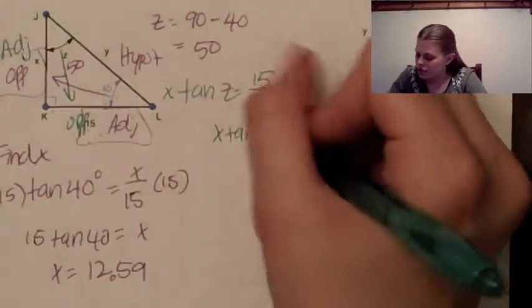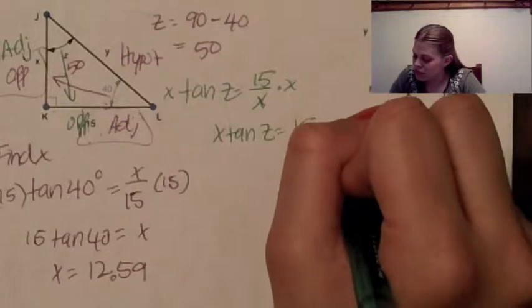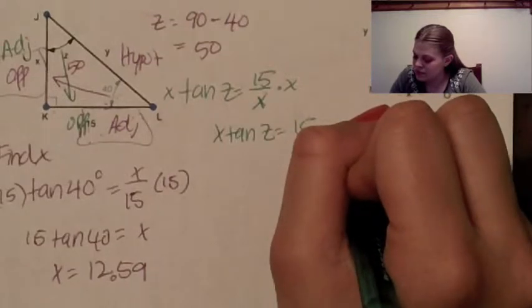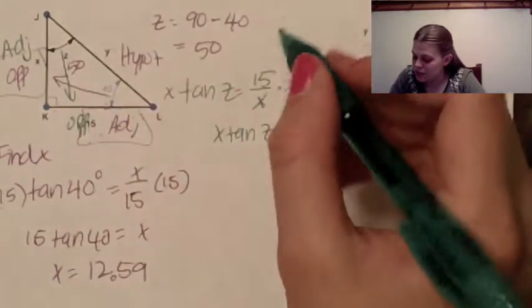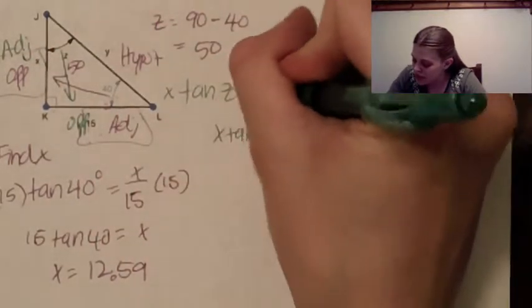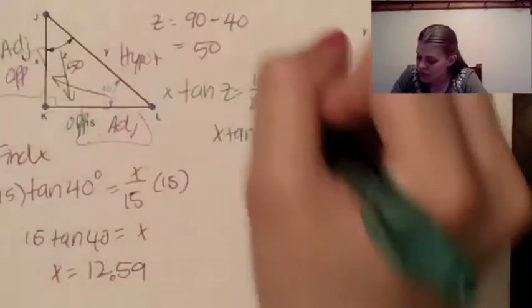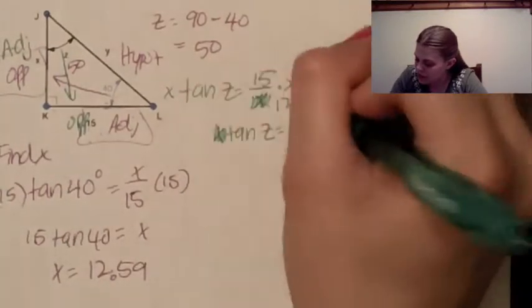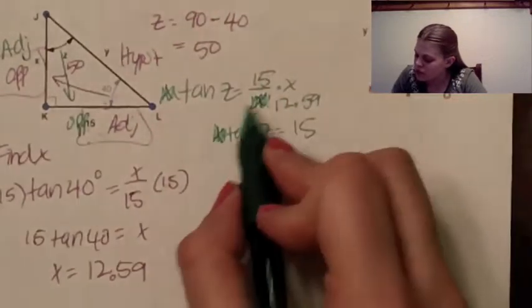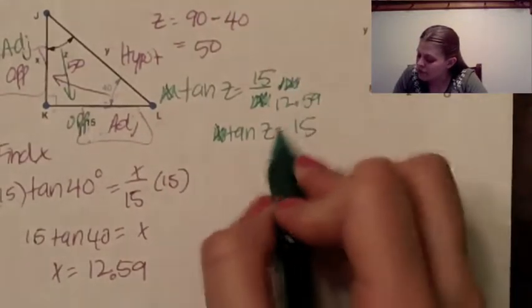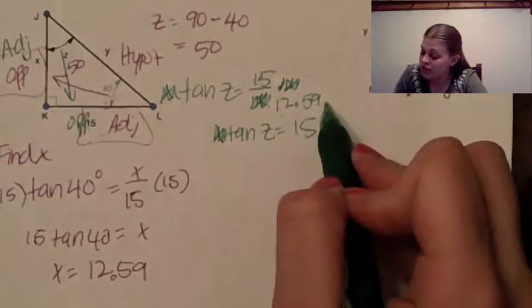So now, wait, why do I have two variables? Oh, because I didn't plug in x. So x is 12.59. That was the one that I had that I forgot to label. So let's try again. So, sorry. So I have 15 over 12.59.